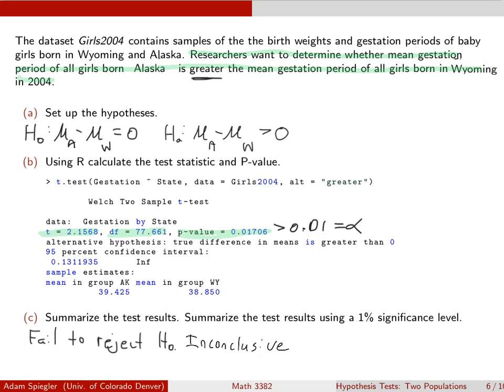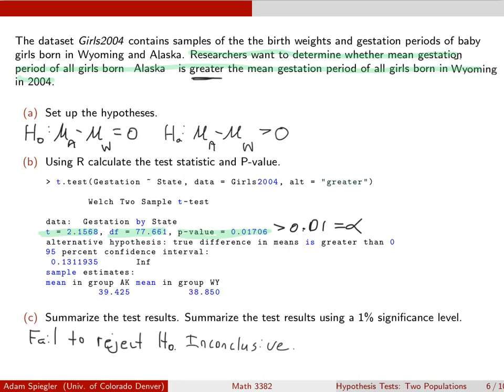Okay, so that's how we can do this all in R when we've got the raw data set with all of our individual observations. Just be sure you understand that first comes the numeric variable, then comes the categorical variable, and we may need to specify a direction. In this case, we did a 1% significance level.